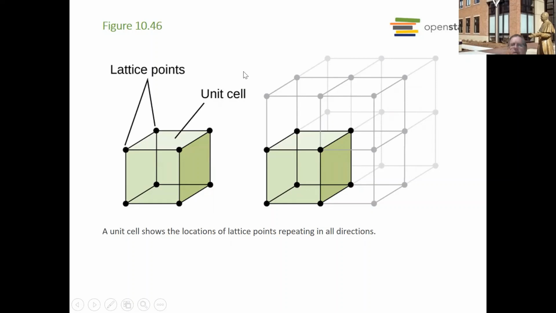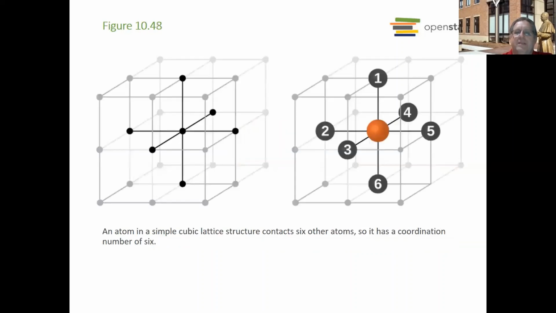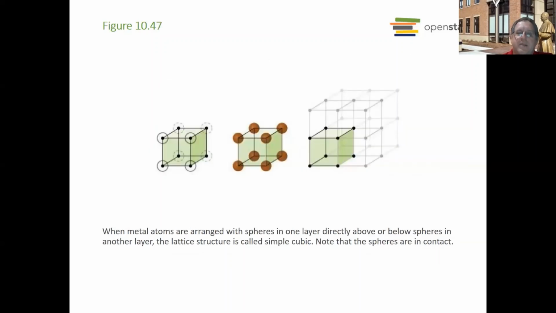Some important things. The simplest repeating structure is called the unit cell. The points along the unit cell that are at the corners are called lattice points. And when metal atoms are arranged with spheres in one layer directly above the other, we call it a simple cubic. Basically, we have a simple cube. And notice that in this simple cube, take a look at this atom here. This atom is actually in 8 different cells. So each of the corners have 1/8 of the atom in that cell. Overall, there's 1 atom per unit cell for simple cubic.